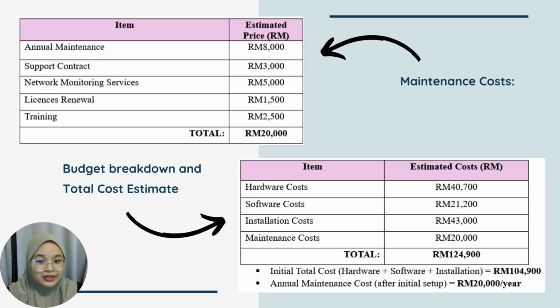For the maintenance, which is annual maintenance, support contract, network monitoring service, license renewal and training, it is 20,000. For our budget breakdown and total cost estimate for our project, it is RM124,900. So the initial total cost, basically for hardware, software and installation, is RM104,900. So the annual maintenance after initial setup is 20,000 per year.